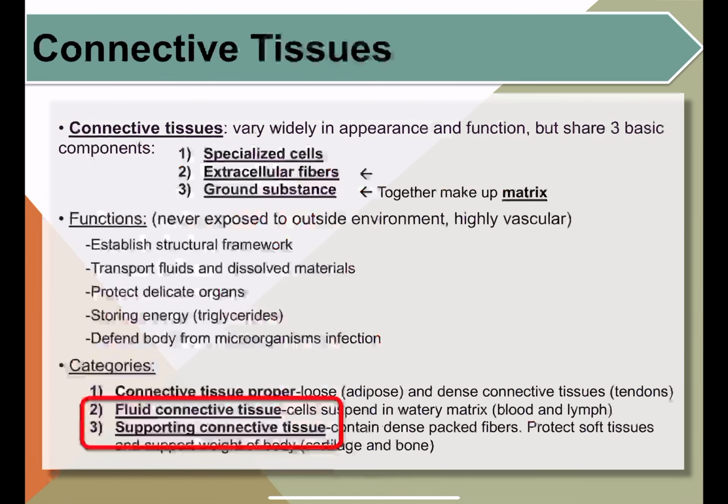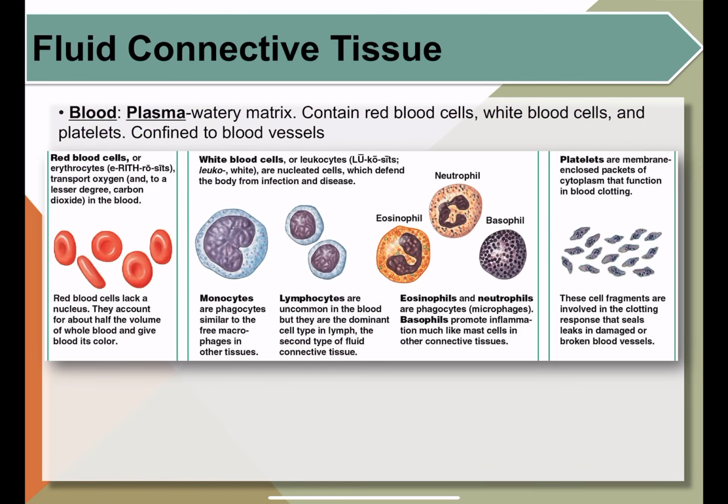Now, on to the last 2 main types of connective tissue, which is your fluid connective tissue and the supporting connective tissue. Fluid connective tissue is very easy. It's just blood and lymph. Supporting connective tissue, you have 3 kinds of cartilage to know, and bone cells, bone tissue. Let's start with fluid connective tissue. Okay, it is only made of 2 specific kinds of tissue, which is your blood and lymph.